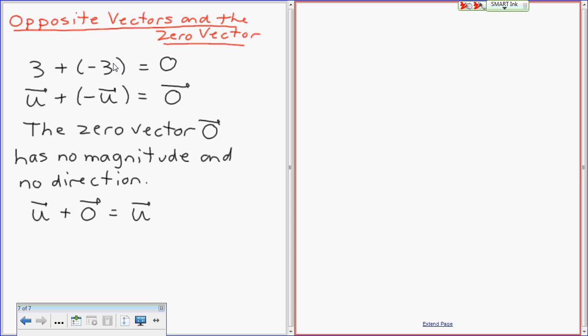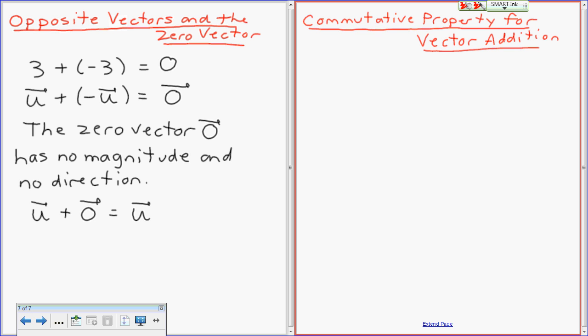All right, commutative property. I was going to make you guys prove this, but I'm going to go aside today. All I'm going to say for this is U plus V is equal to V plus U. Now we can do that with the diagram, okay?